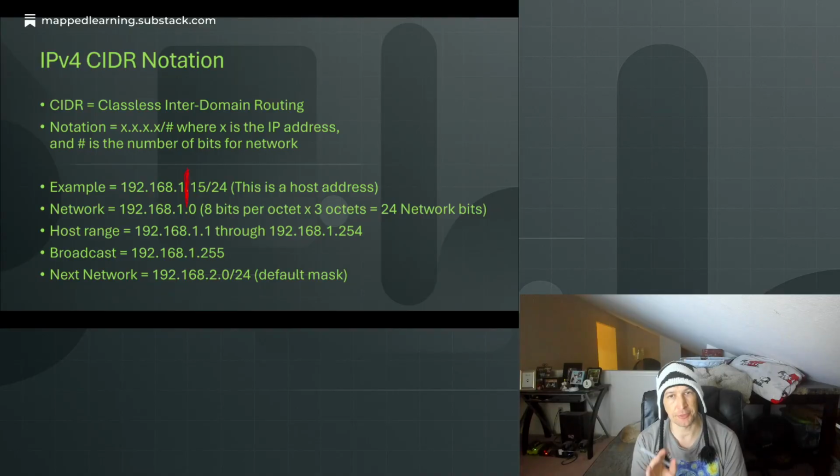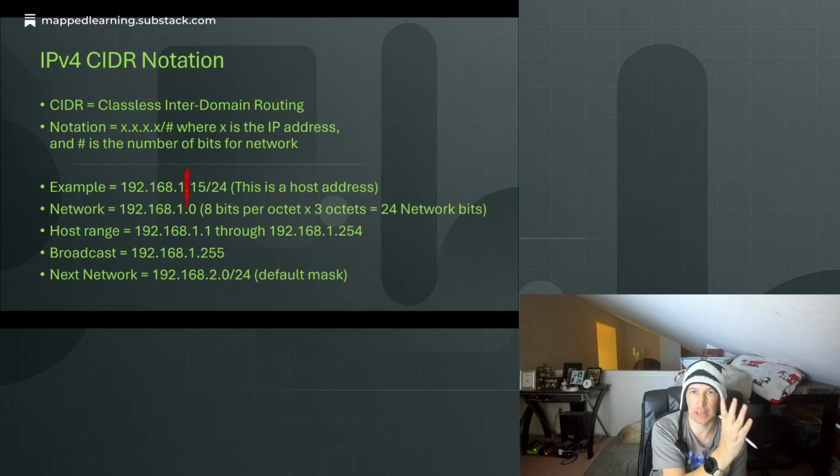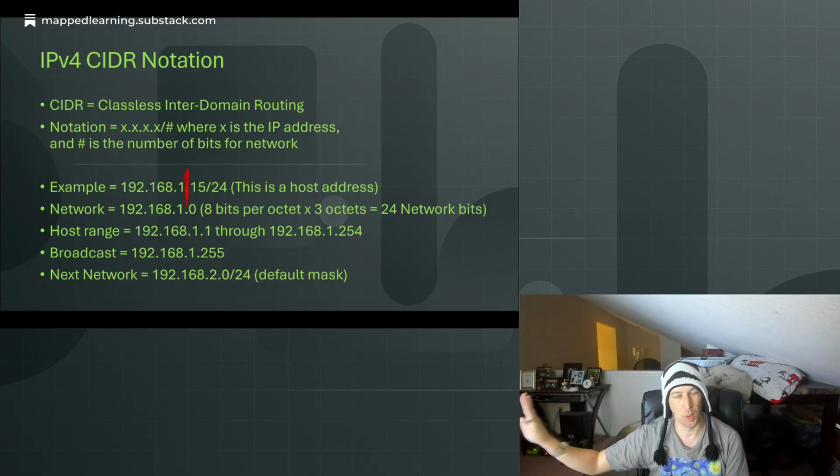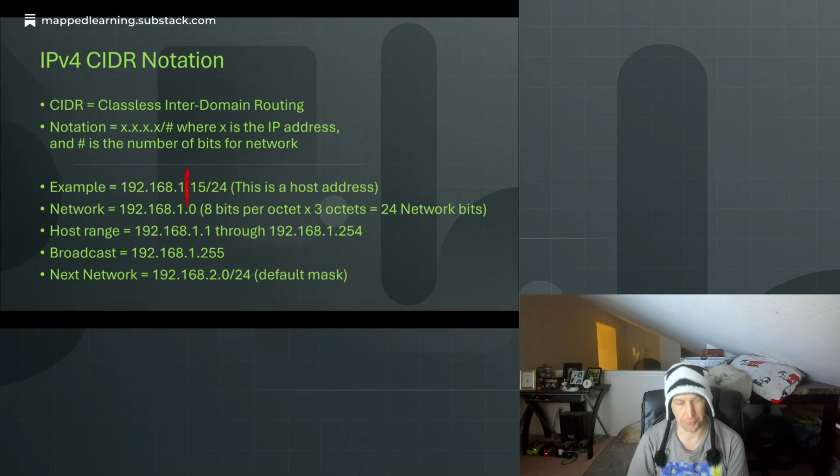Then, to get the first available host address, you add 1 binary bit. So 1 binary bit added to 0 obviously is 1. And we add 1 binary bit from the far right, not from the far left. Later on, when I talk about subnetting, this will make a lot more sense. But for right now, just understand, when you add 1 binary bit to 0, it is a 1. So the first available host address is 1.